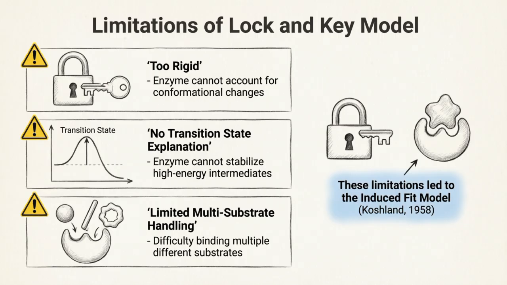These limitations led to the Induced Fit model, proposed by Daniel Koshland in 1958. Koshland recognized that enzymes are dynamic, flexible proteins that actively adjust their shape. This modern model solved the gaps by accounting for conformational changes, transition state stabilization, and multi-substrate binding. The lock and key model remains a brilliant foundational concept, but understanding these gaps shows us how science progresses from a rigid lock in 1894 to the dynamic, adaptive enzymes we study today.